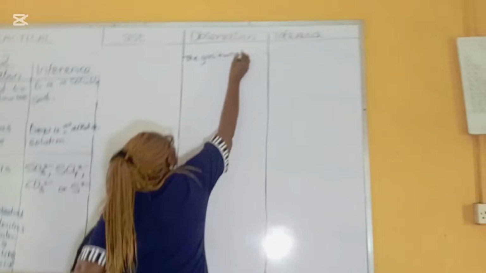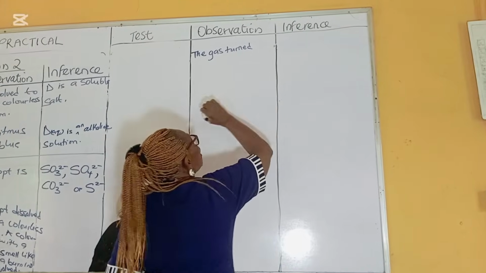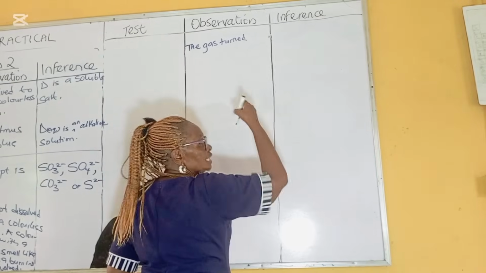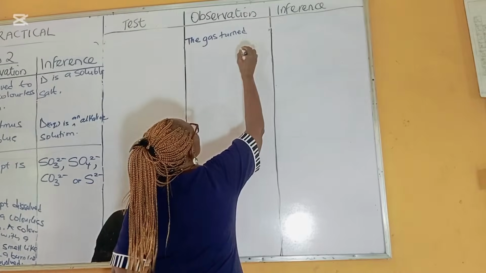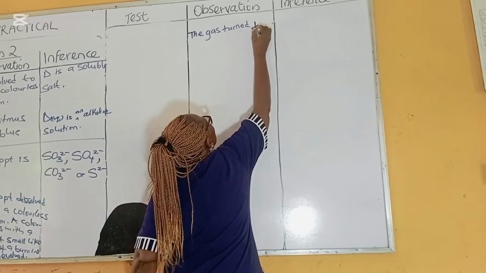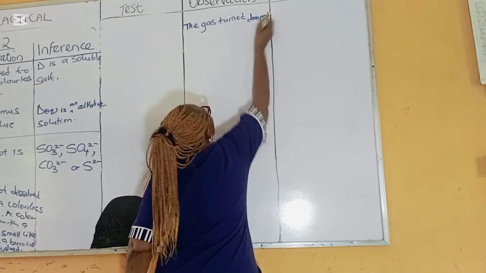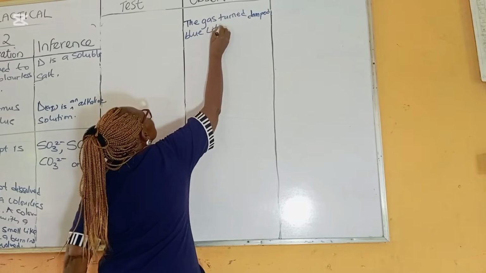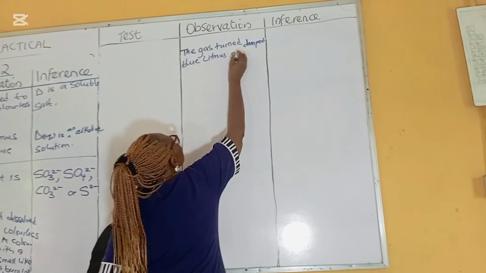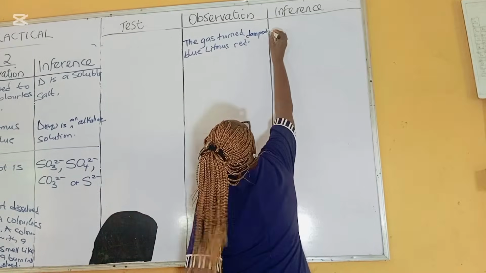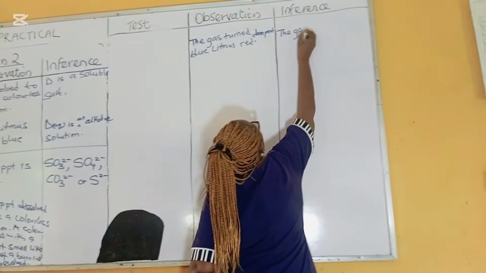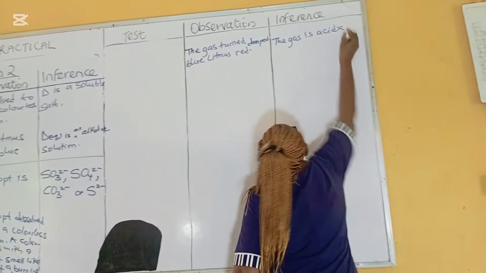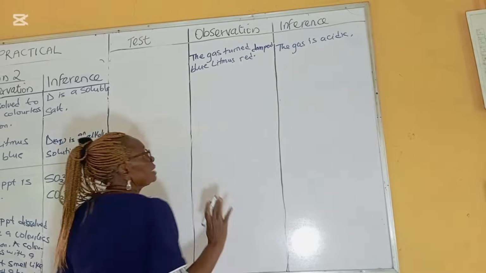Okay? You have 4 tests to carry out on your own. They won't tell you what to do. They say identify any gas or gases involved. That's what you are doing here. The gas turned damp blue litmus red. Stop and comment. The gas is acidic. Good. That's about the test with litmus.